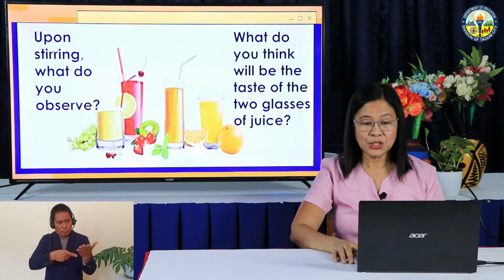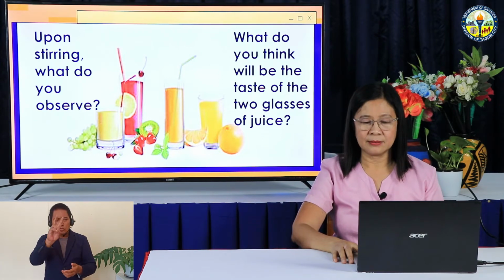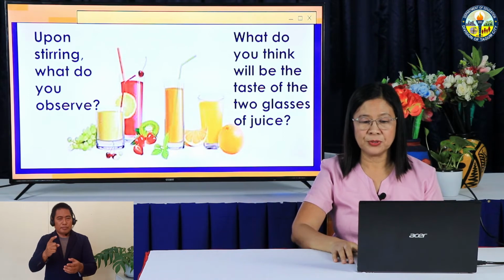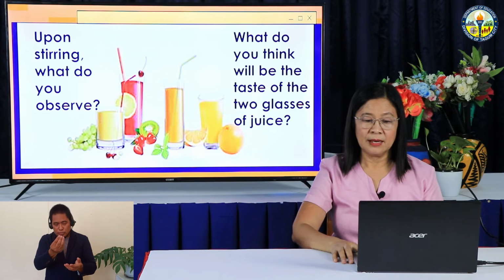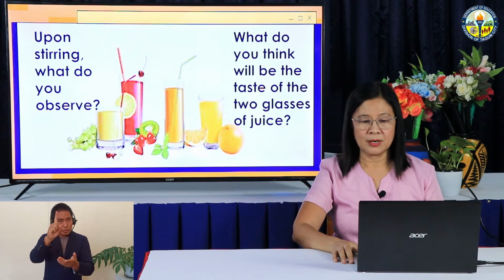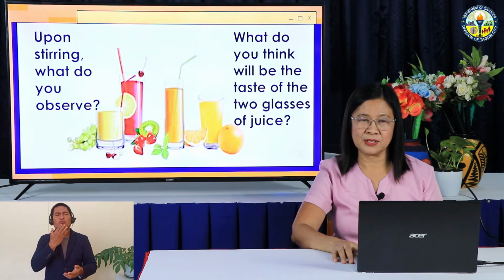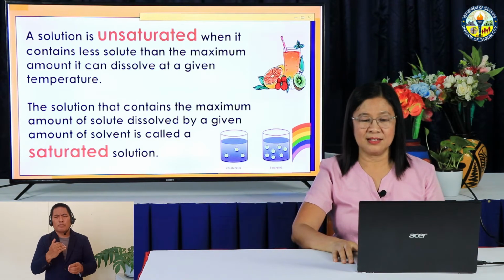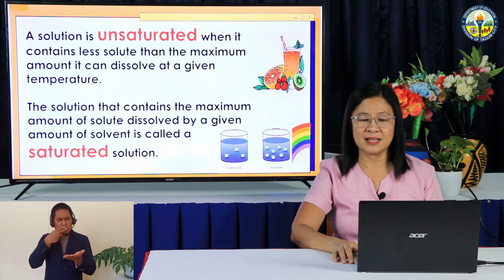You're right, glass 1 tastes bland because there is only a little powdered juice in it, while glass 2 tastes too sweet due to the number of teaspoons of powdered juice. What do you think is the science behind it?